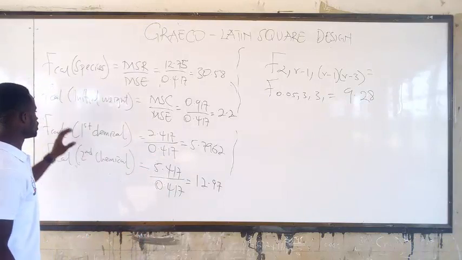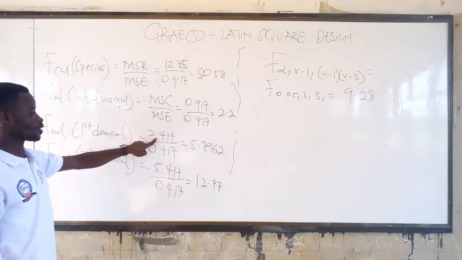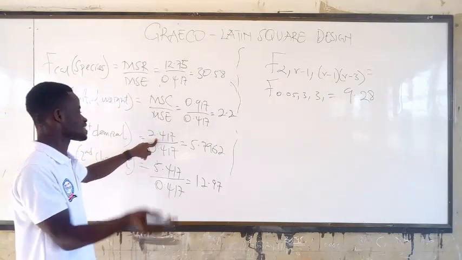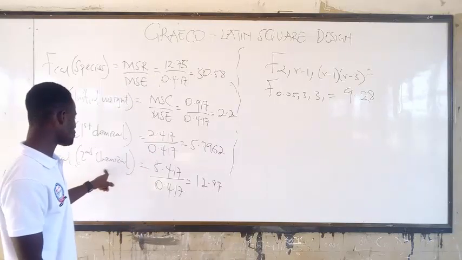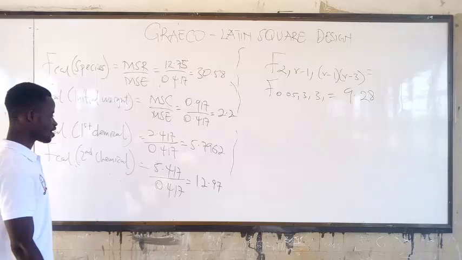Alright, so I hope you know what this is. The mean square of what? Of the first chemical, which is T1, and the mean square of the second chemical, which is T2. So don't forget it. Alright, so that's that.